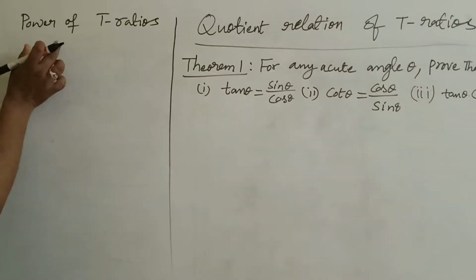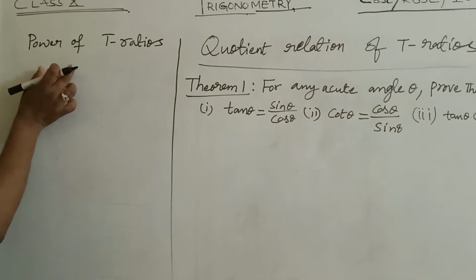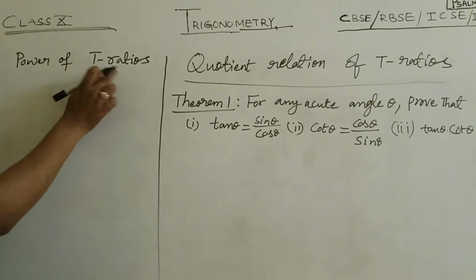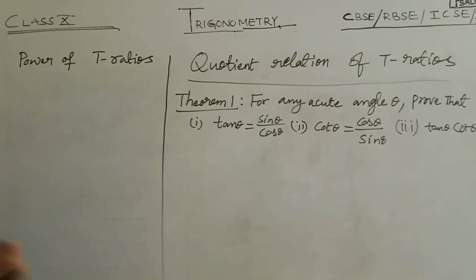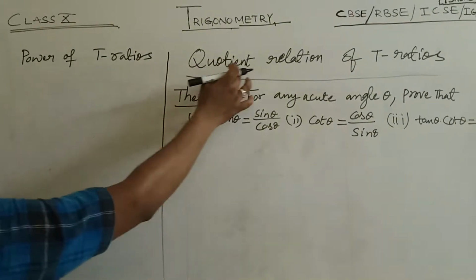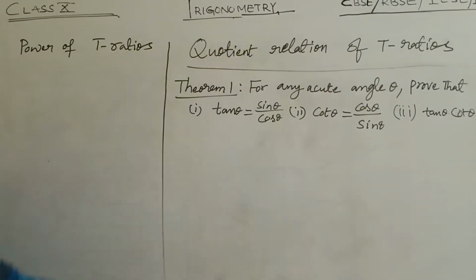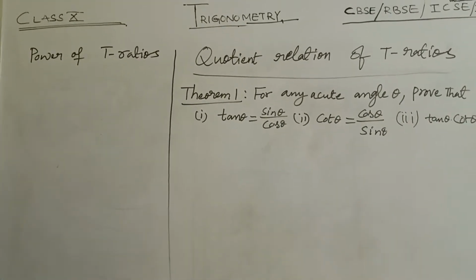Hello students, again today we are going to discuss what is power of T ratios. What is T? T means trigonometric ratios, okay? Don't think something else. Next, the quotient relation of trigonometric ratios. These two things we are going to discuss in today's topic, okay?